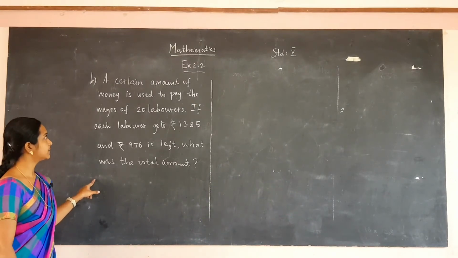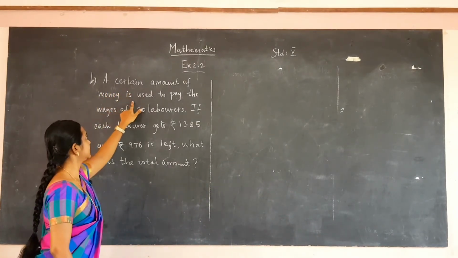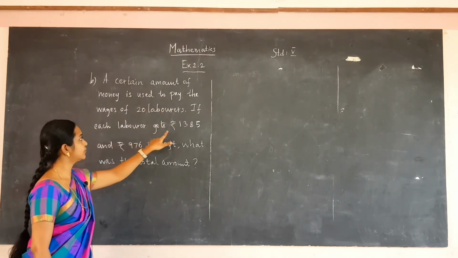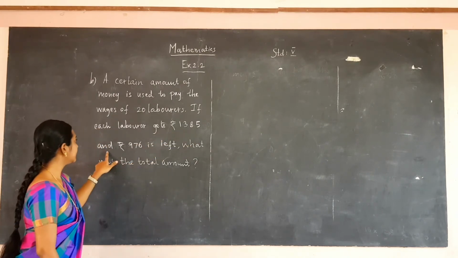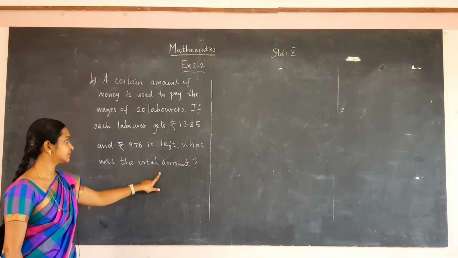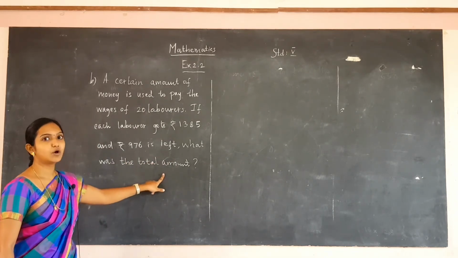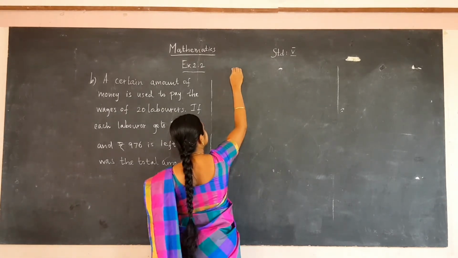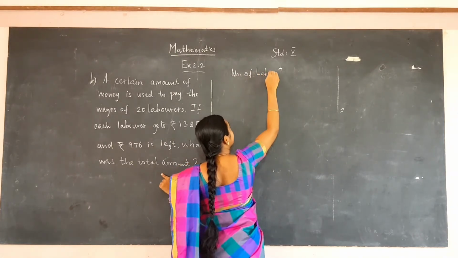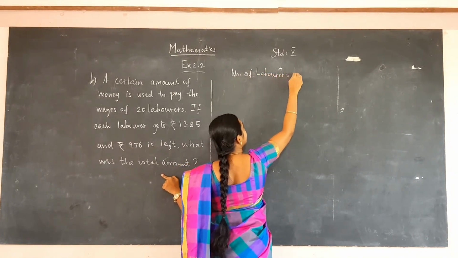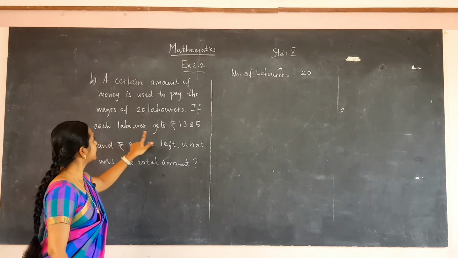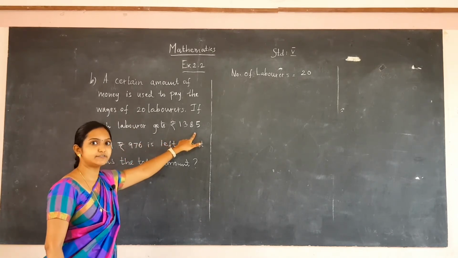Now the second question in the word problem: a certain amount of money is used to pay the wages of 20 laborers. If each laborer gets rupees 1,385 and rupees 976 is left, what was the total amount? Now we have to find the total amount. What is given? Number of laborers is 20. Each laborer gets rupees 1385 as wages.